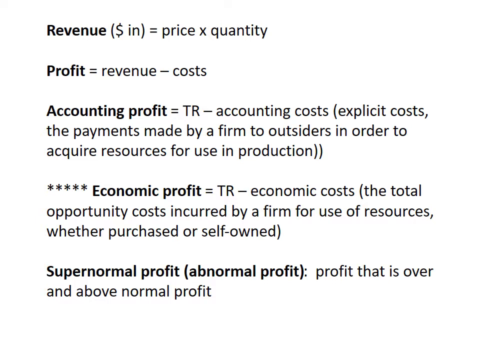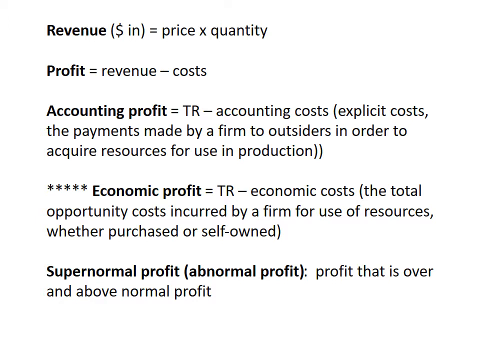Accounting profit is total revenue minus the accounting costs. So these are the explicit costs, the things that you're paying out of pocket. So the payments made by a firm to outsiders in order to acquire resources for use in production. And then we looked at economic profit, and this is the one that we zero in on with these graphs. It's total revenue minus economic costs, so the total economic costs are the total opportunity costs incurred by a firm for use of resources, whether they purchase them or whether they own them themselves.